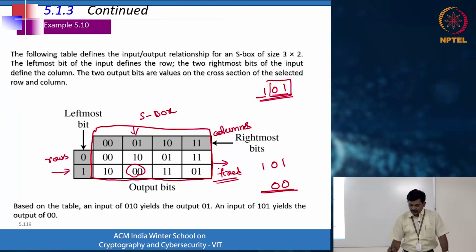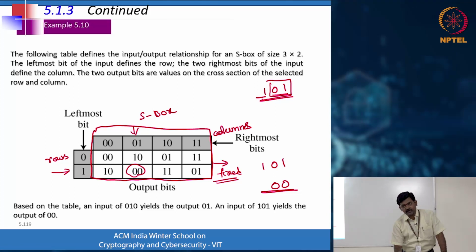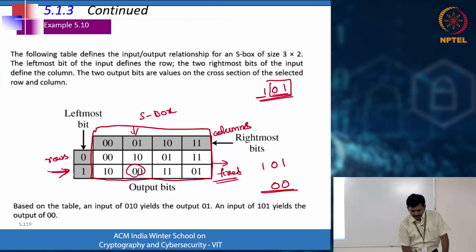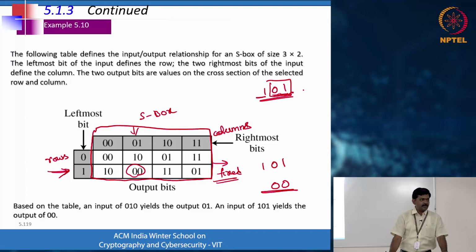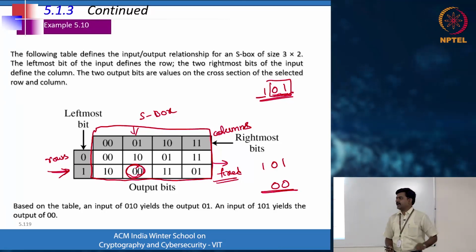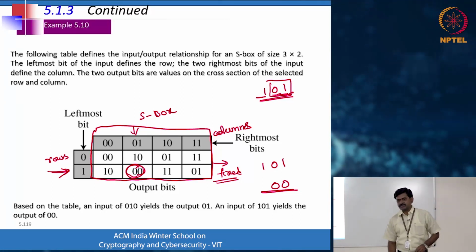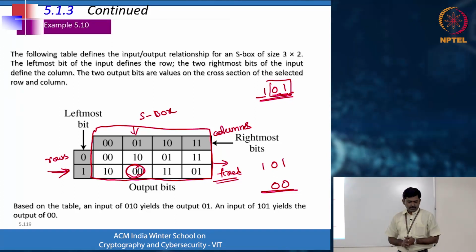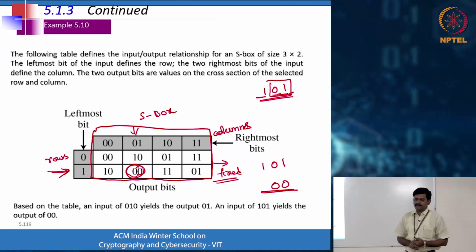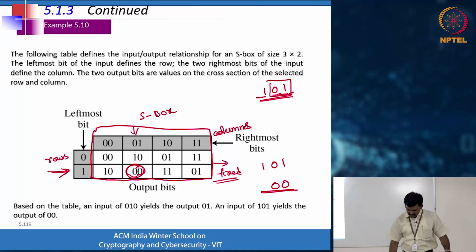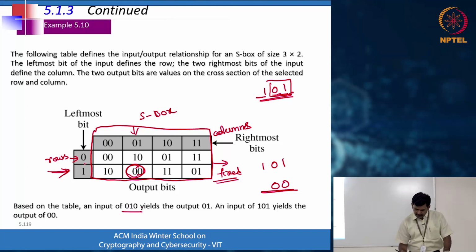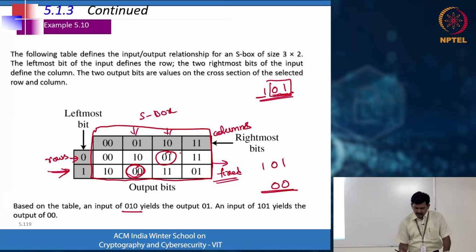How do you substitute? By following the logic: take the leftmost bit, that gives you which one? Row or column? Row. The remaining 2 bits indicate the column you should pick, and in this case, this one. This is how you get the bits that are to be substituted. Okay. This is one example. It's not that you have only this particular S box which is fixed. This is one particular example, right? So in this case, again, you see here, what about 0, 1, 0? So 0, 1, 0 produces output 0, 1.